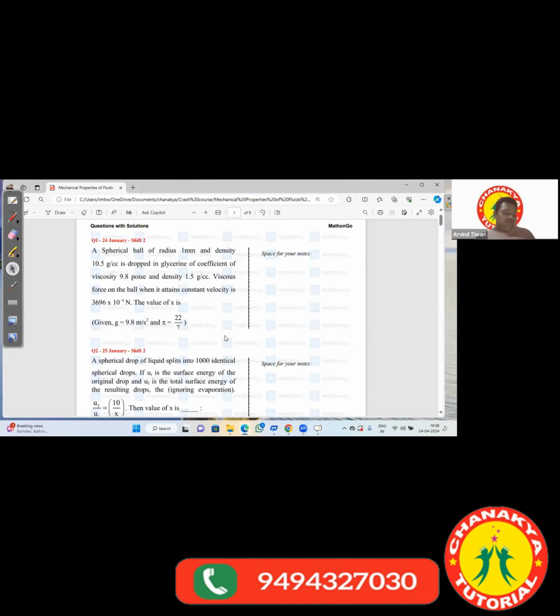Okay, now let's see some of the questions here. A spherical ball of radius 1 mm and density 10.5 gram per centimeter cube is dropped in glycerin of coefficient of viscosity 9.8 poise and density 1.5 gram per centimeter cube. The viscous force on the ball when it attains a constant velocity is 3896 multiplied by 10 to the power minus x Newton. The value of x is, so you have to find the value of x.